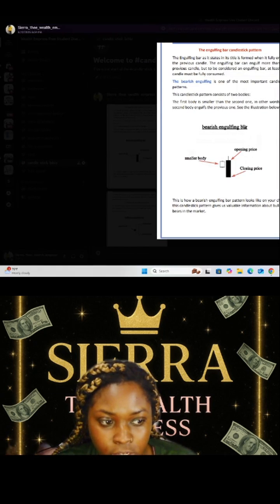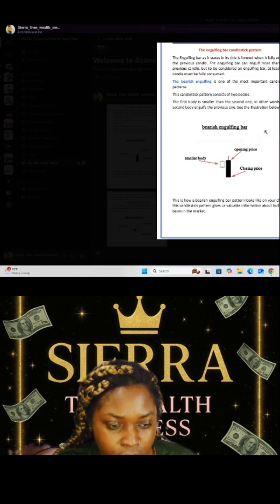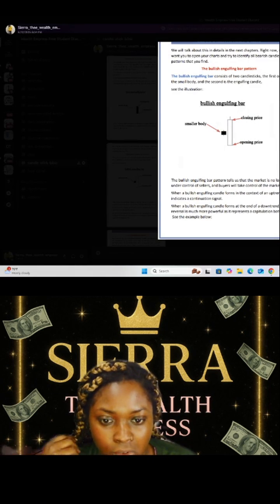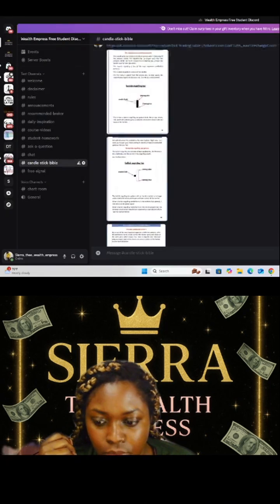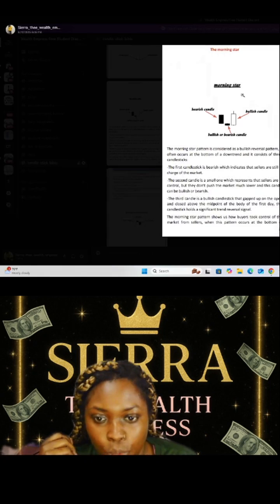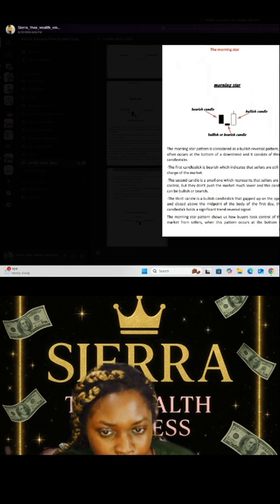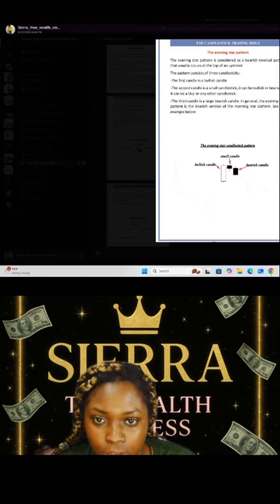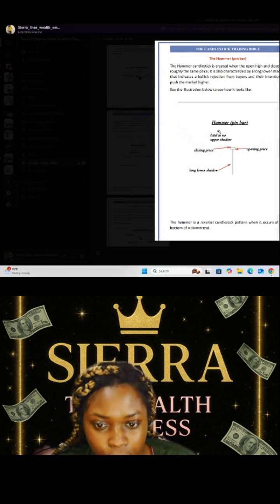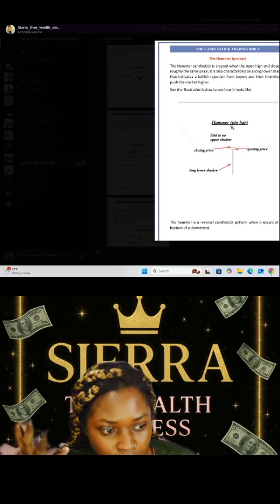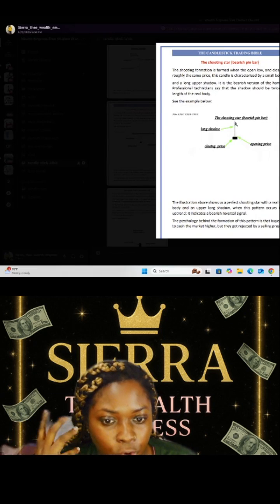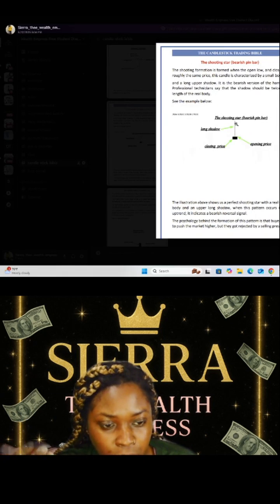We're looking for a bearish engulfing off of a zone to sell. We're looking for a bullish engulfing off of a zone to buy. We're not looking for these dojis. We're looking for a morning star to buy. We're looking for an evening star to sell. We're looking for a hammer or a pin bar to buy. We're looking for a shooting star or a bearish pin bar to sell.